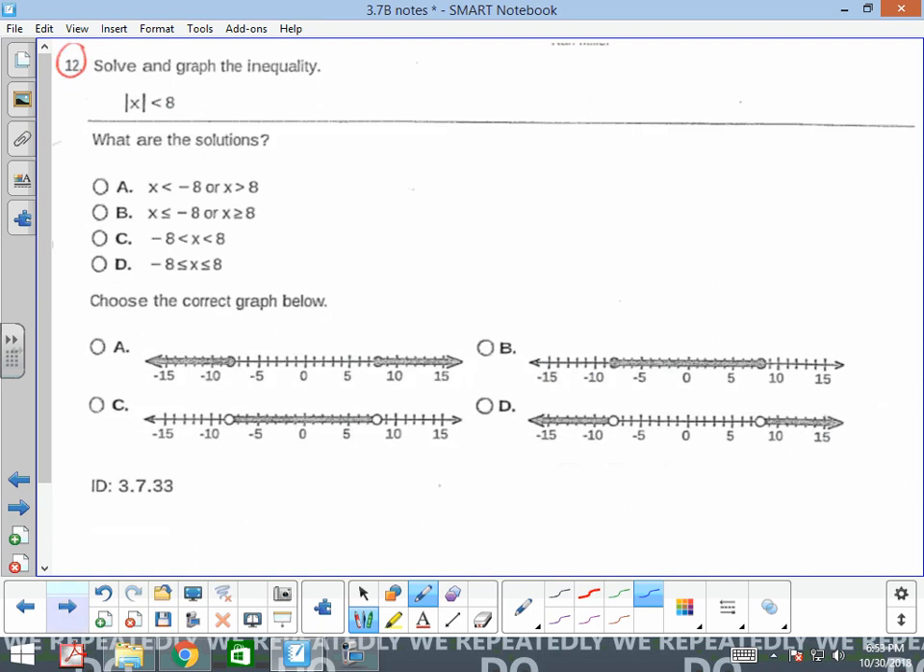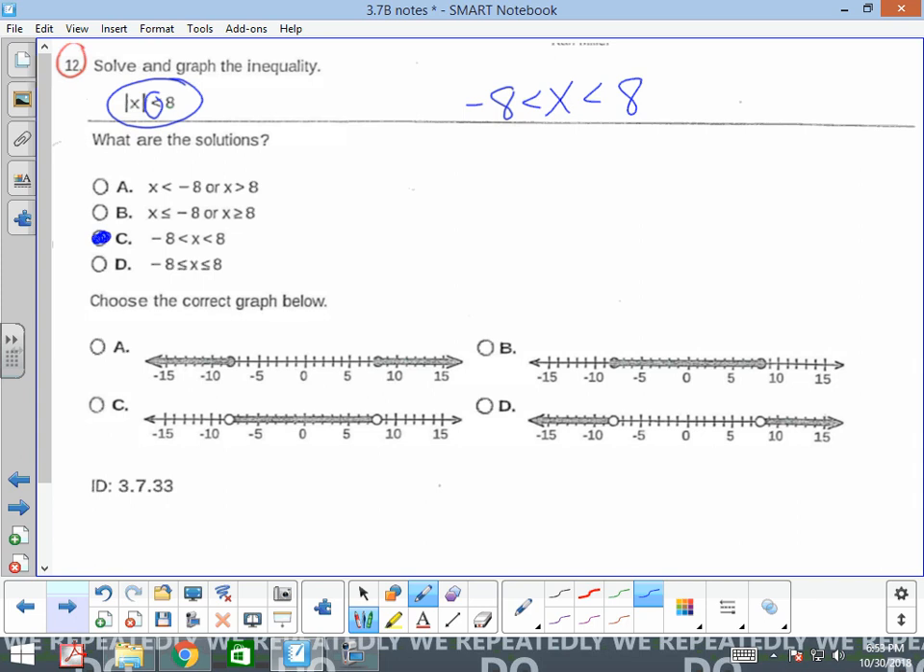Number 12 is the next problem. This one's actually pretty easy. We have less than there, so that means we're going to write it as a between inequality. So x goes in the middle. First, you write x is less than 8, just like it's written here, just without the absolute value. And now we're going to write "and" it's greater than negative 8. So x is between negative 8 and positive 8. No equal to sign there, so make sure you choose the right one there.